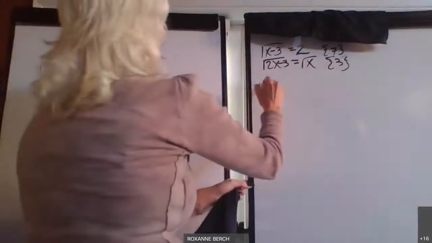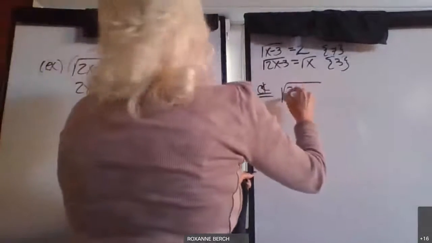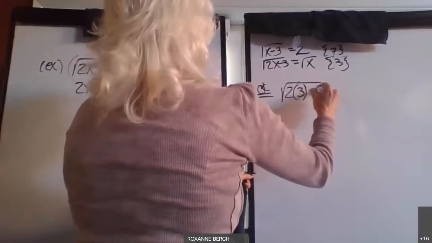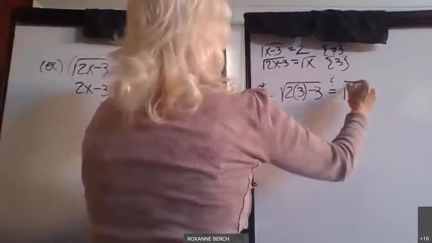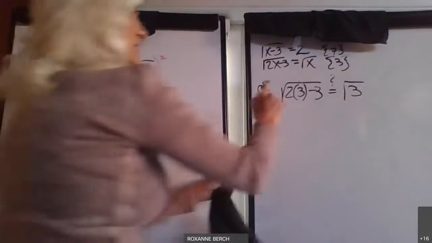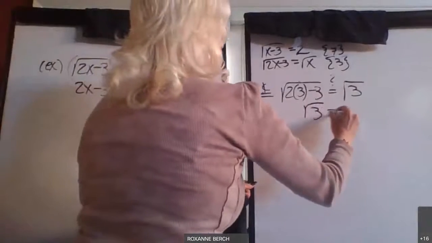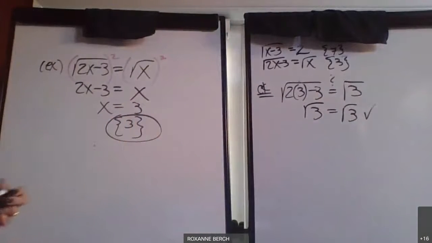And because we did the calculator, we do know this is going to check. It's going to be 2 times 3 minus 3. Does that equal square root of 3? 6 minus 3 is square root of 3. Does that equal square root of 3? Yes, it does. So that is a good solution.